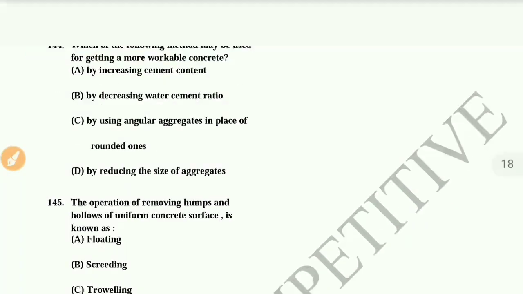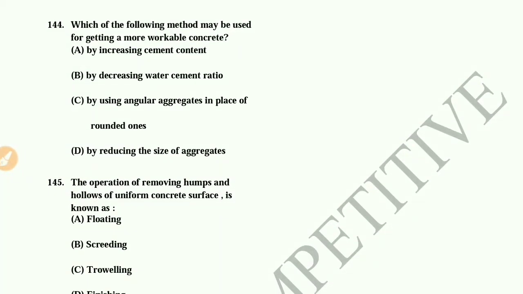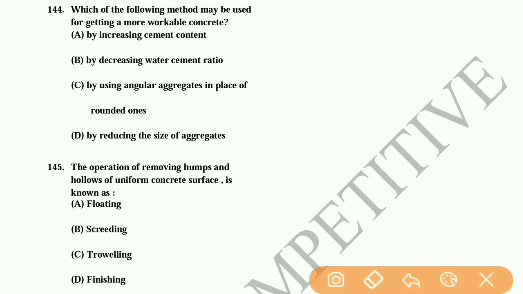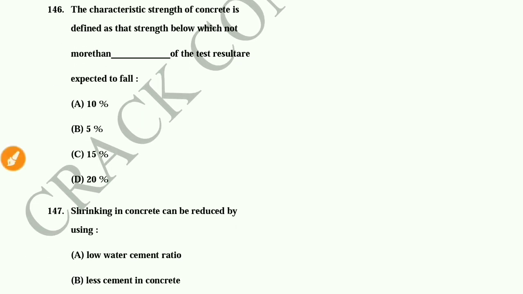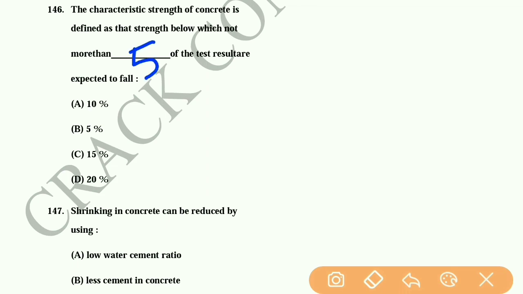Which of the following methods may be used for getting a more workable concrete? Option number D, by reducing the size of aggregate. The operation of removing humps and hollows of uniform concrete surface is known as screeding. Okay. Next question. The characteristic strength of concrete is defined as the strength below which not more than 5% of the test results are expected to fall. Option number B is right.